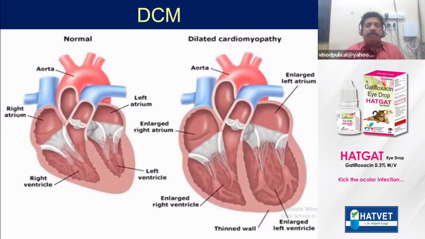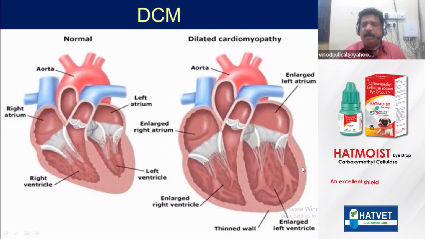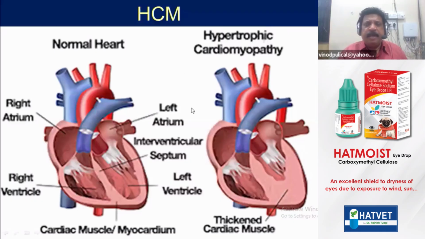So we have some chamber size disorders, like dilated cardiomyopathy. You can see this is the normal heart, where you can see the normal left ventricle. See, this is a dilated heart. You can see the dilated right ventricle and the dilated left ventricle. You can see the thin ventricular wall. That is dilated cardiomyopathy.